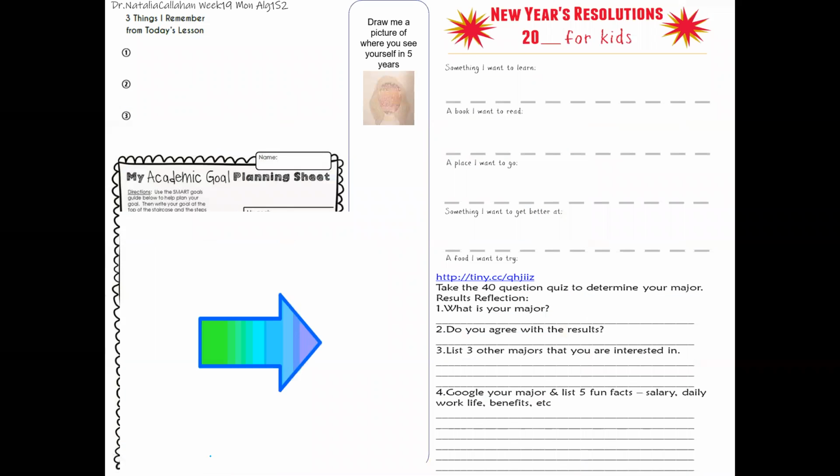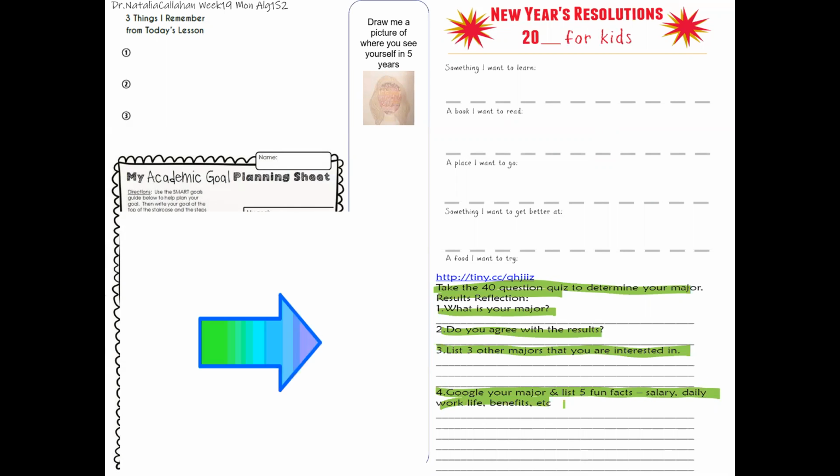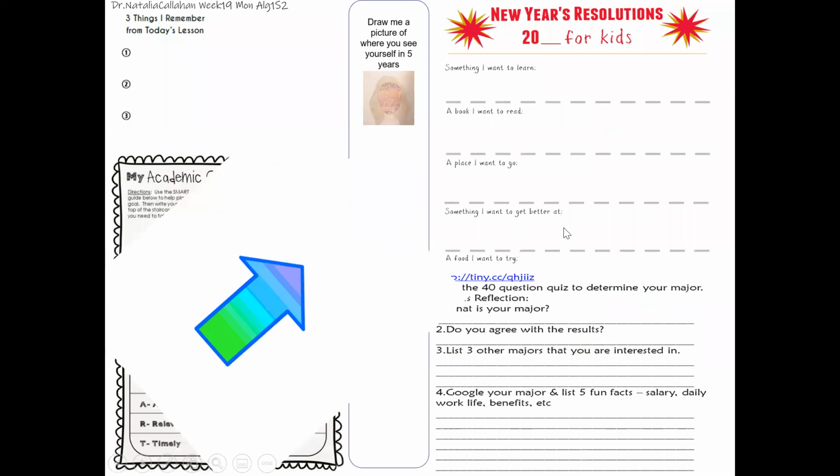All right, and then what I want you guys to do is take a 40-question quiz on which major you should go into. Then when you're done taking the quiz, what is your major? Do you agree with the results? List 3 other majors that you're interested in, and then Google your major and list 5 fun facts: salary, daily work life, benefits, etc. So pause the video and do that.